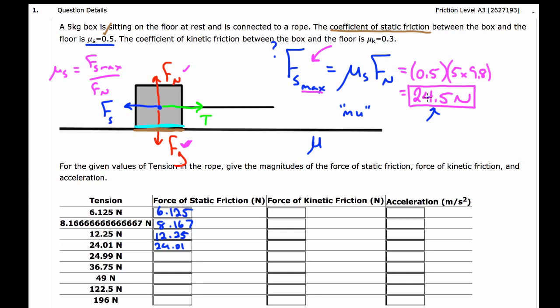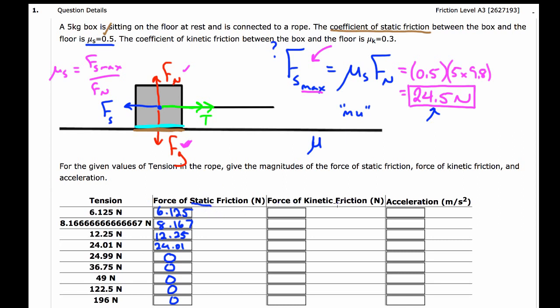24.99, okay, finally I'm above this value. So if I pull on this string with a force greater than 24.5, static friction gives up. It's like, fine, you win. And now it starts sliding. And since it's sliding, we don't have any static friction. All these are 0 because it can't be static friction if the thing is sliding. So if it's sliding, there's no static friction.